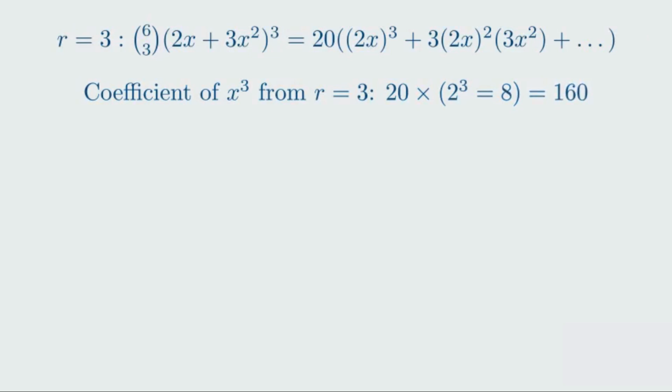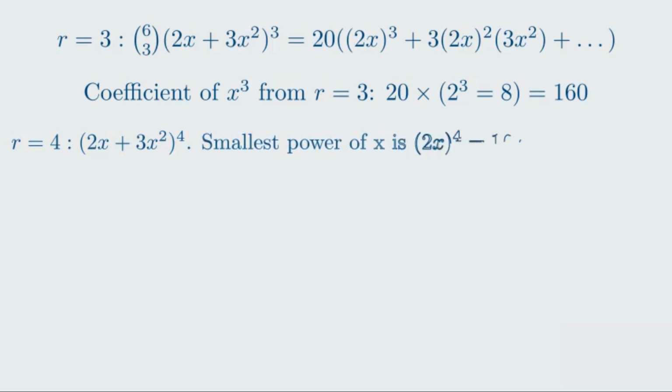For instance, if r equals 4, the term is 6 choose 4 times (2x plus 3x squared) to the power of 4. The smallest power of x we can get from this expansion is 4 from (2x) to the power of 4. Since the smallest power of x for r equals 4 is x to the power of 4, it's impossible to get an x cubed term. The same logic applies to r equals 5 and r equals 6, where the smallest powers would be x to the 5 and x to the 6, respectively. This confirms that we only get x cubed terms from r equals 2 and r equals 3.